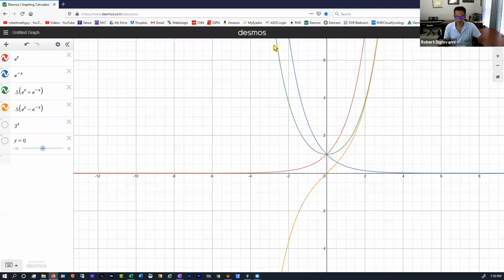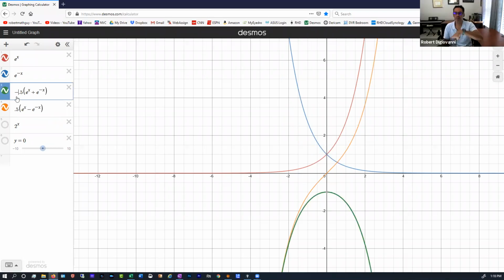Well, we could make this green one that looks like a parabola go down if we just put a negative in front of the sine hyperbolic, right? I'm sorry, the green one is the cosine hyperbolic. I should state that: the green one is the one with a plus, and the plus means cosine hyperbolic. If I graph this with a negative in front, it's going to just reflect it down. I don't know if that's what you're asking me.